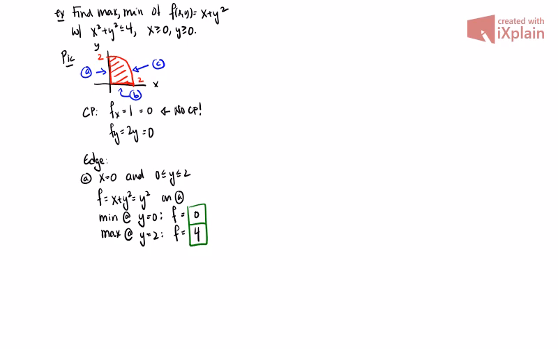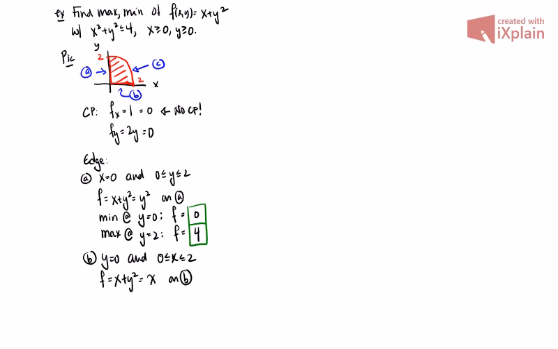And then we'll look at part B. We'll look at edge piece B. So at edge piece B, y is 0, and x is between 0 and 2. So f, which is x plus y squared, if y is 0, this is just x.